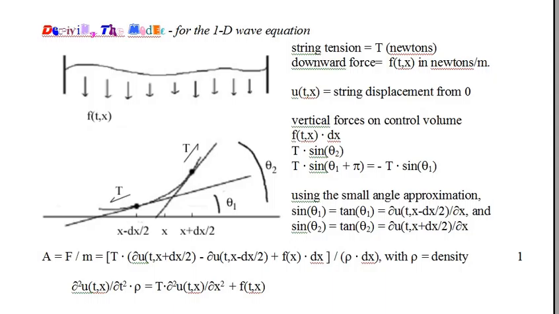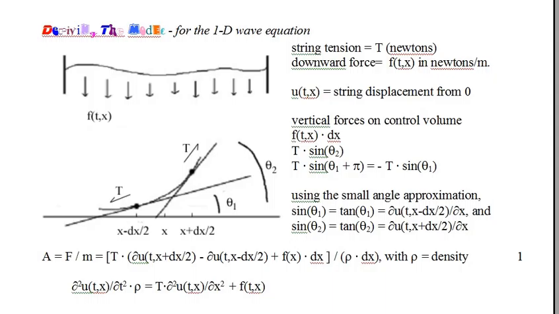The displacement of the string at time t in location x is given by the function u of t, x. Consider the forces acting on a control volume of the string, a section of the string of length dx centered at x. At the point x plus dx over 2, the string is being pulled with a force T, and the direction of the force is tangent to the string at that point.